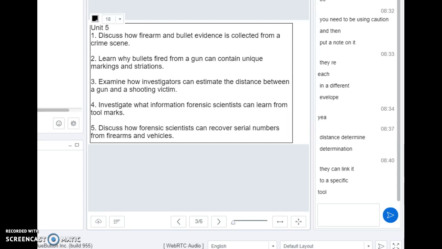So let's move on then to number 5. Discuss how forensic scientists can recover serial numbers from firearms and vehicles. How do we get these?